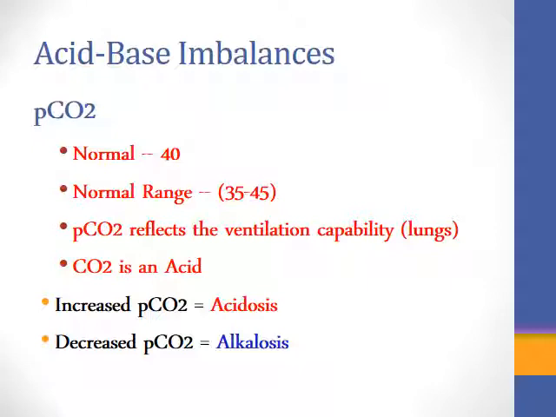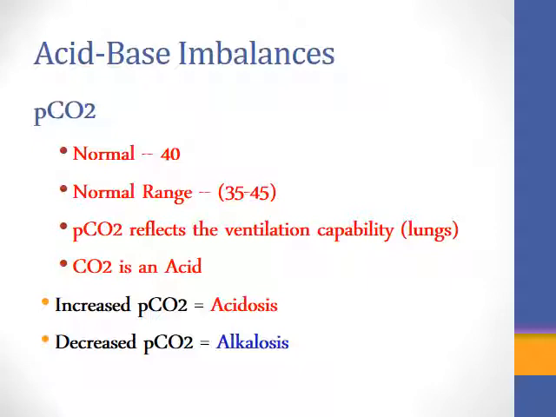Okay, so now let's look at our PCO2. It's our partial carbon dioxide. Our normal is 40. Our range again is 35 to 45, and then if you'll remember, our pH was 7.35 to 7.45, so now we have just the 35 to 45. It's an easy way to remember those numbers because these are values that you will have to remember. The PCO2 reflects the ventilation capability of the lungs. So that's where the lung part comes in.